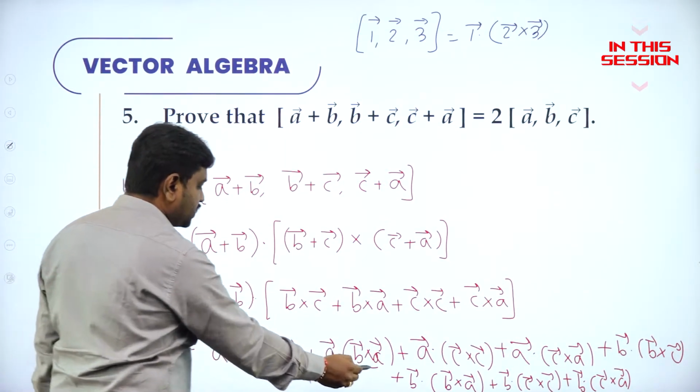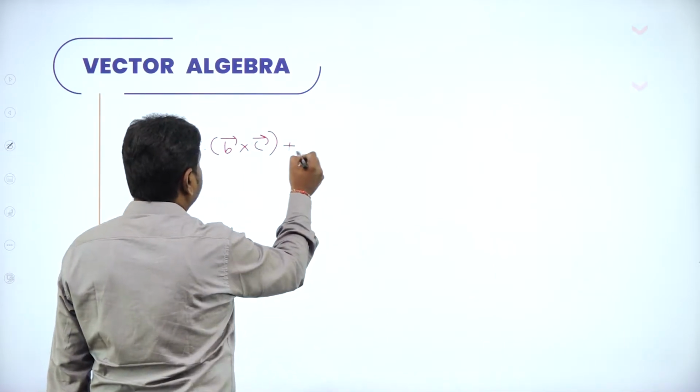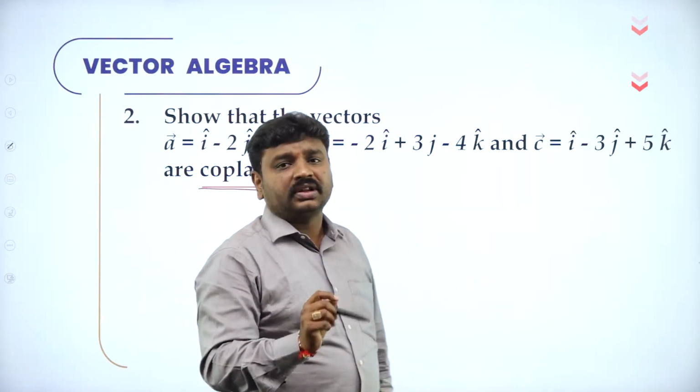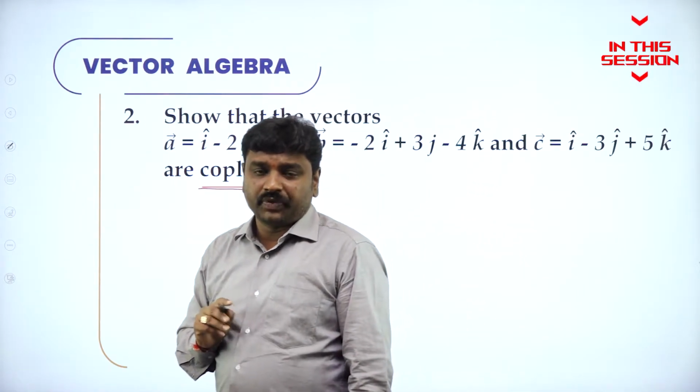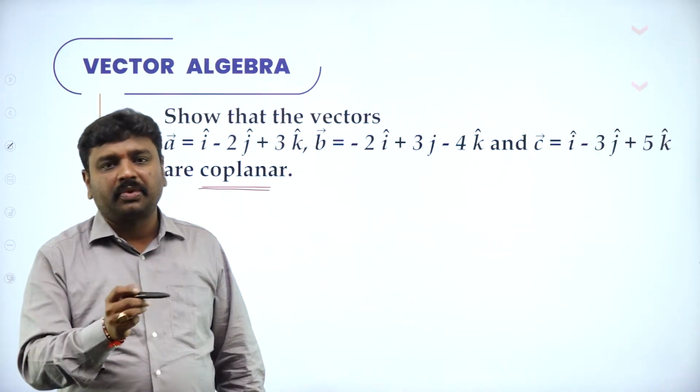A dot B cross A. A is repeated, so answer is 0. If three vectors are coplanar, then their box product has to be 0. So we'll find box product. You know, box product or scalar triple product, both are same.